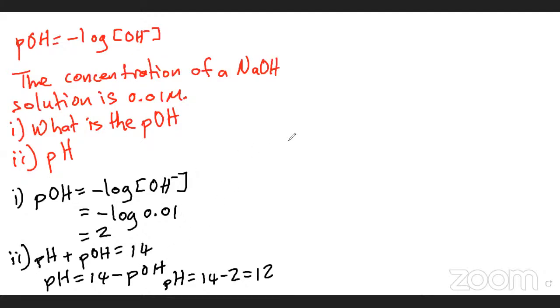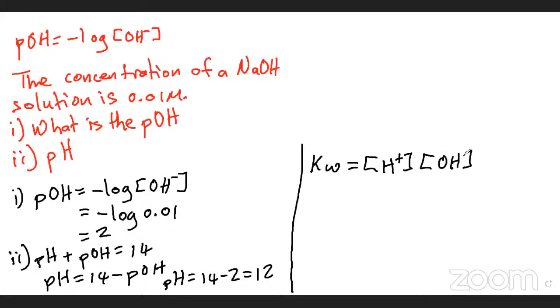There's a second way you can do it. This one is more straightforward, but I will show you the next way as well. So if you want the pH and I give you the concentration of the hydroxide ion, what you could do, if you remember, KW is equal to H plus times OH minus, right? And KW has a value of 1 times 10 to the minus 14.